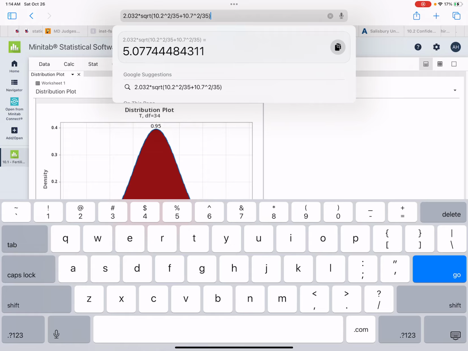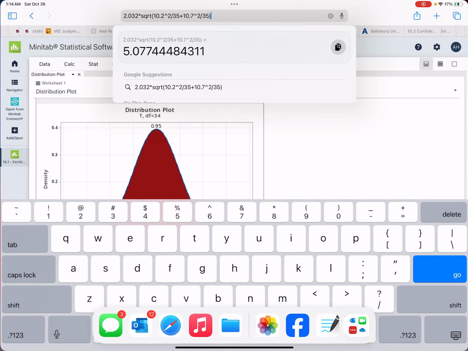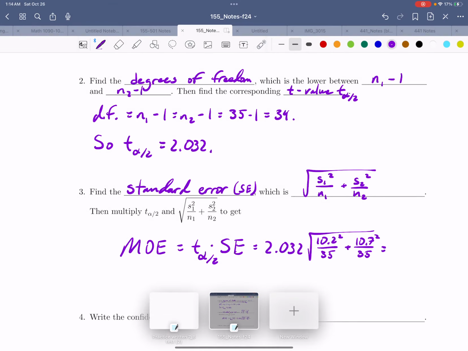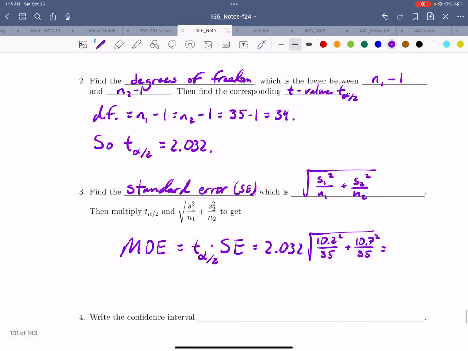And we're getting, looks like 5.077. I'll just round it to 5.08. Right? Okay, so that's what we get. 5.08. Okay, so that's our margin of error.